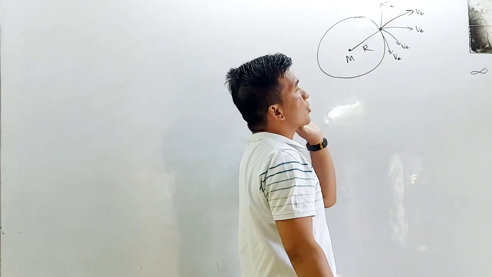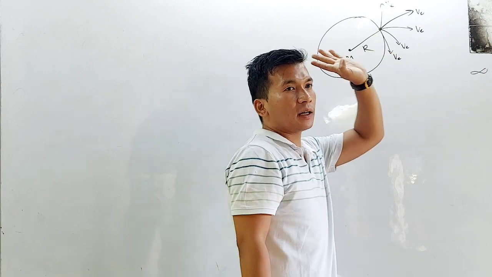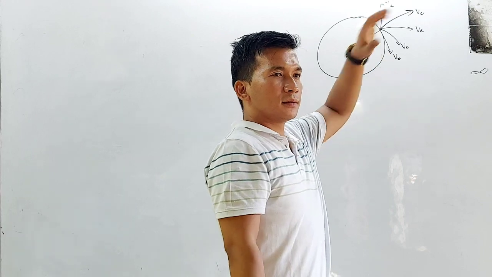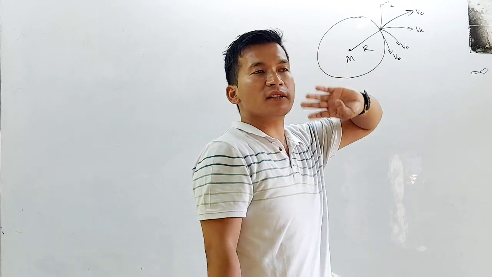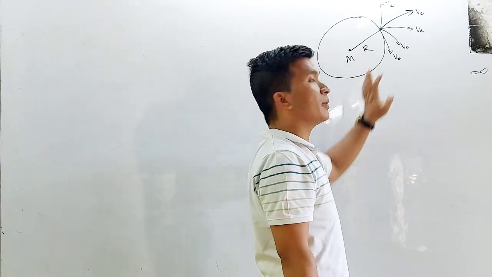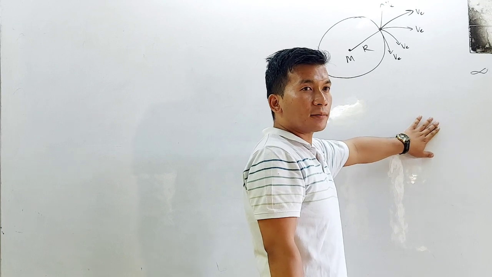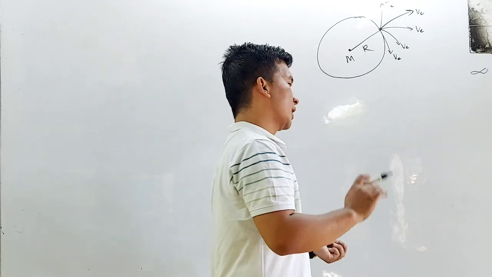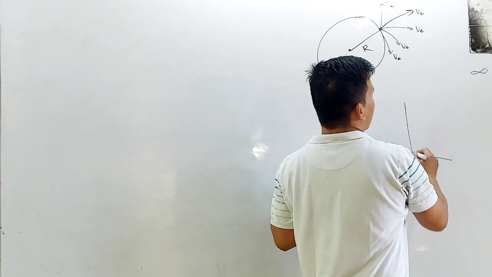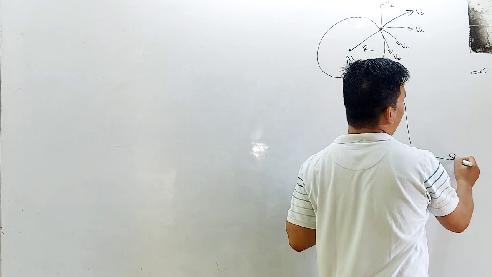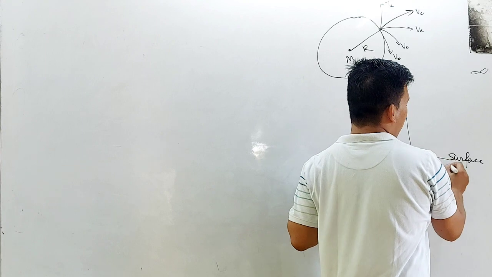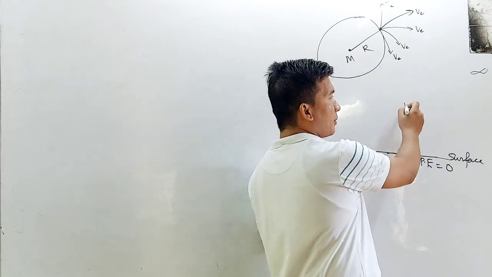What is the energy possessed by this projectile on the surface of the earth? It will possess both potential energy and kinetic energy. This is the surface of the earth. What is the potential energy here? The potential energy is 0.